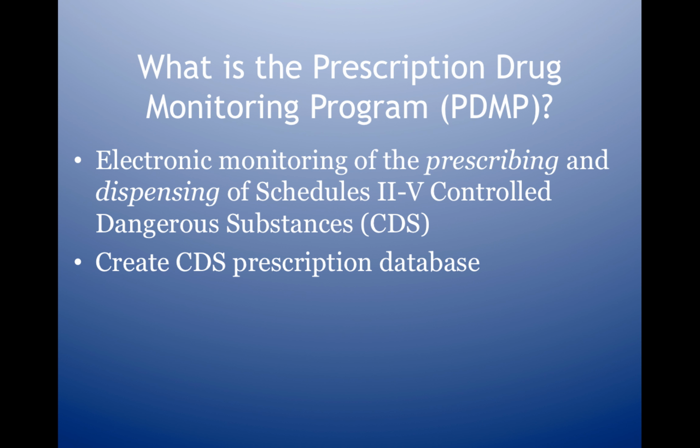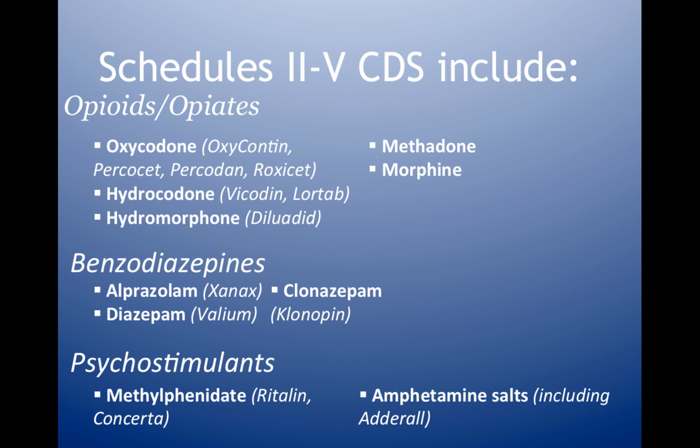So, what is the Prescription Drug Monitoring Program? What is a PDMP? It's the electronic monitoring of prescribing and dispensing of Schedule 2 through 5 controlled dangerous substances. And it creates a controlled dangerous substance Schedule 2 through 5 database for prescribers to look at.